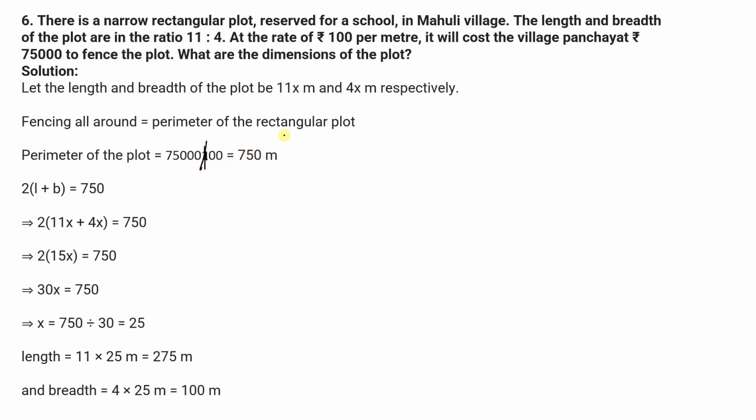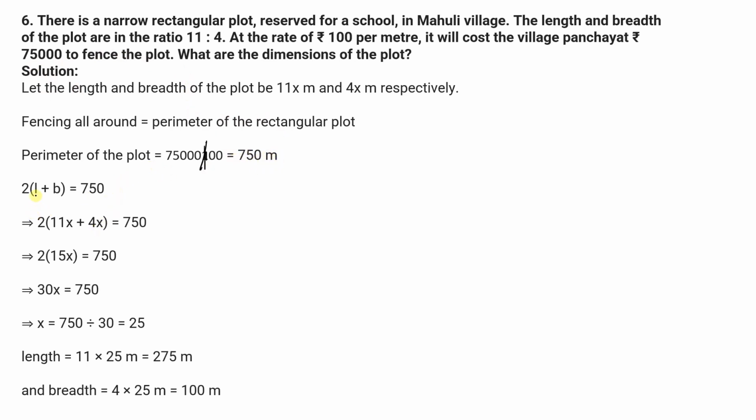So I have to convert this into meters. 750 meters. So that becomes the perimeter, because the rate is given as 100 per meter. So the perimeter of the plot would be 750 meters.